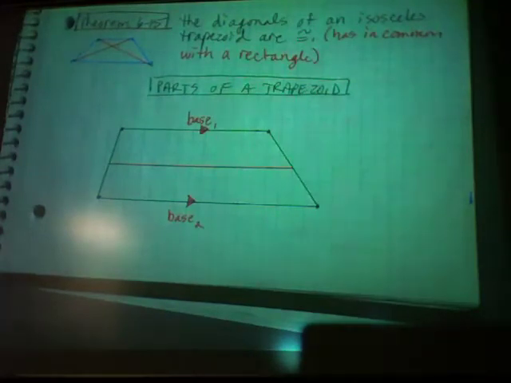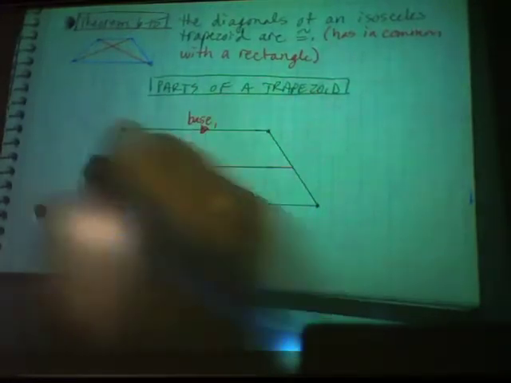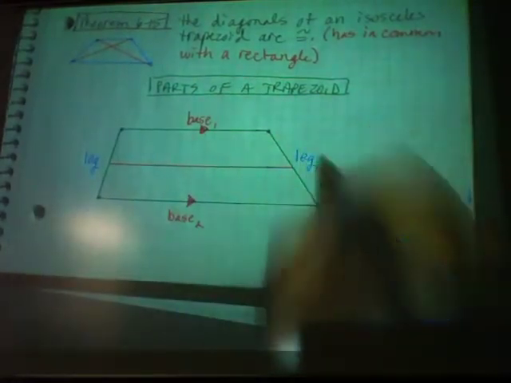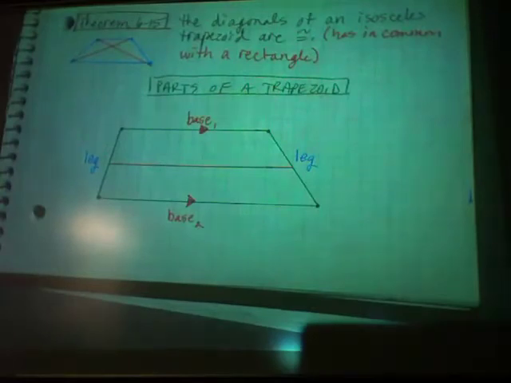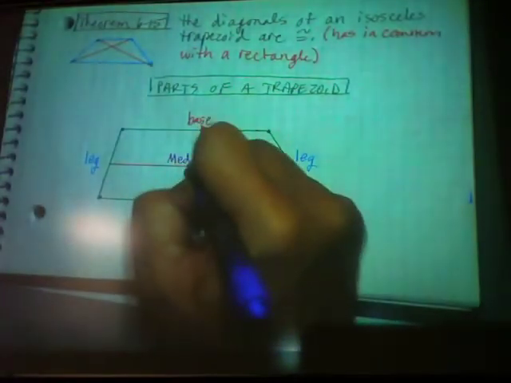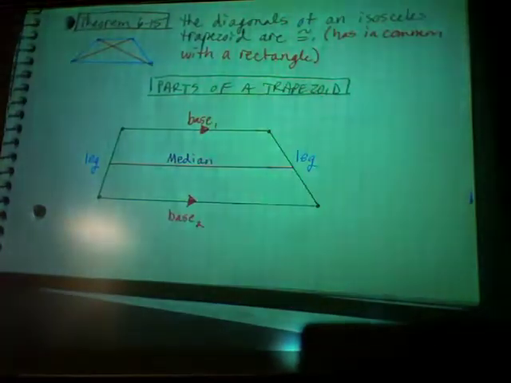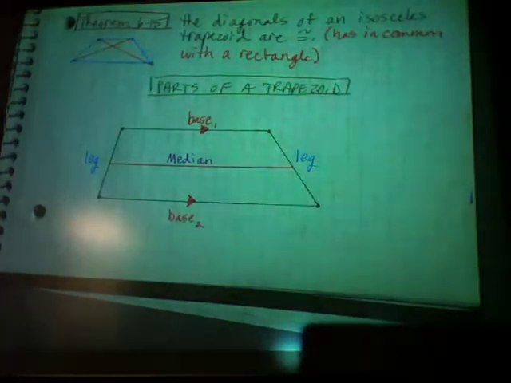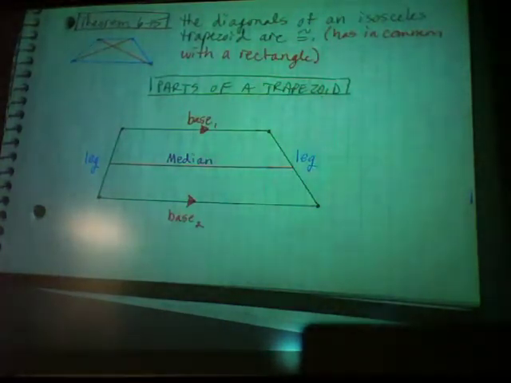Your non-parallel sides, these two, are legs. They don't have to be congruent; they're only congruent in the isosceles trapezoid. And this line that we drew in the middle is called your median. When you drive on the road, what's that thing in the middle of the road called? A median. That's why they call it a median.